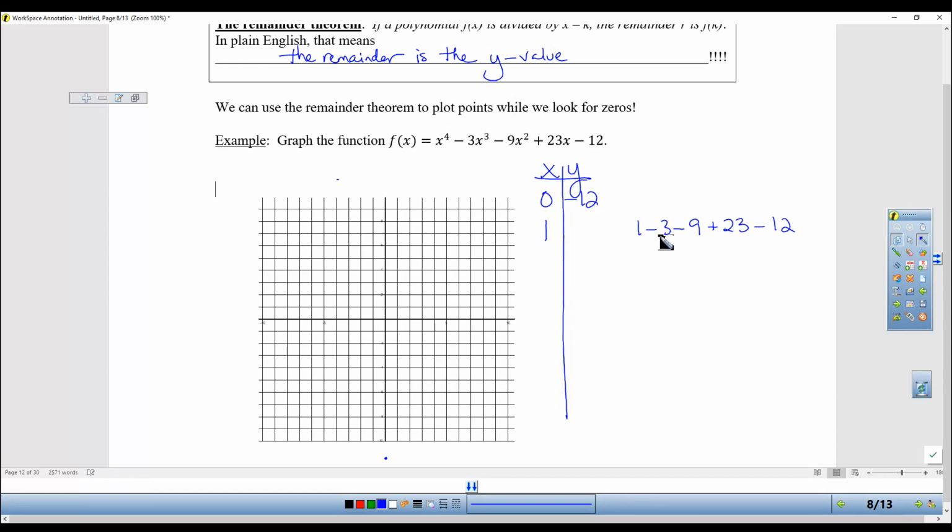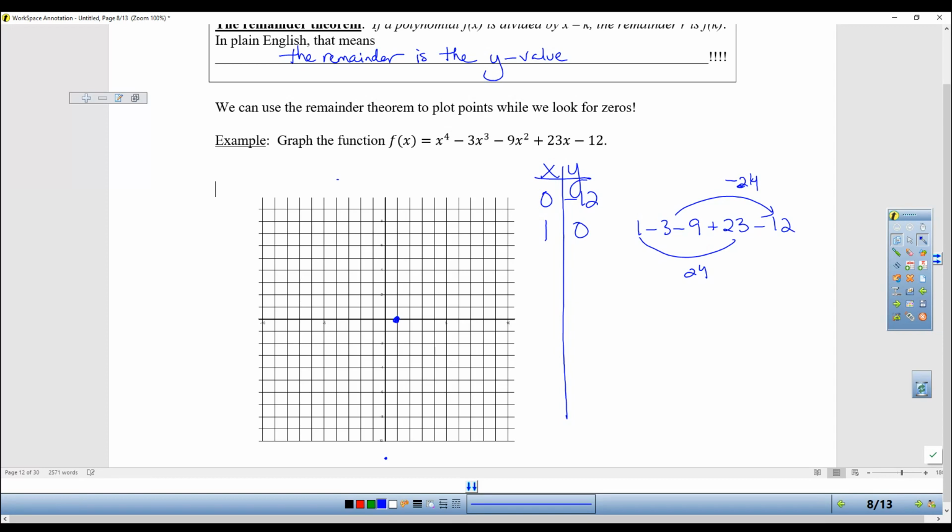So let's see, what would I do? Ooh, these two make 24. And this is -12 and -12 make -24. I'm pretty sure that's going to come out to be 0. So when I plug in a 1, I get 0.